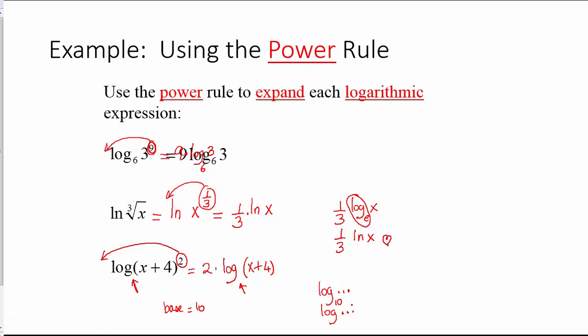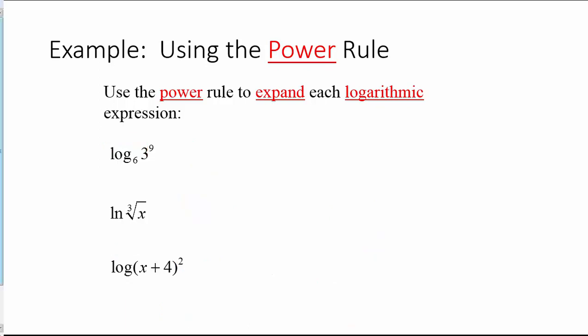And there were also the solutions coming up. So let me not make the solution show up since I wrote it by hand. Okay, so I'm going to let you see how they do it in an interactive way. So if you have log base 6 of 3 to the 9th, it's 9 times log base 6 of 3. Then this is ln of the cube root of x, so it's 1/3 ln of x. Then this is 2 times the log of the quantity x plus 4.